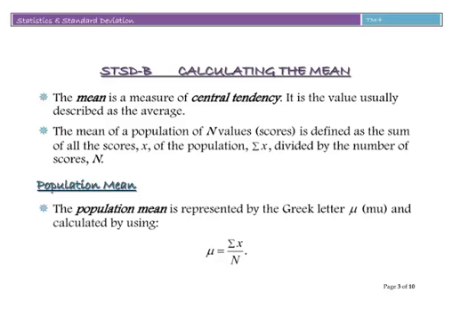So firstly, let's start with calculating the mean. Now the mean is a measure of central tendency. It is a value usually described as the average. The mean of a population of n values or scores is defined as the sum of all the scores of the population, which we can write like this, the sum of x, divided by the number of scores n. So a population mean is represented by the Greek letter mu, and we can calculate the mean as follows: mu equals the sum of x all over n.